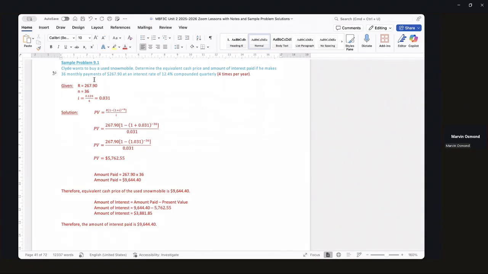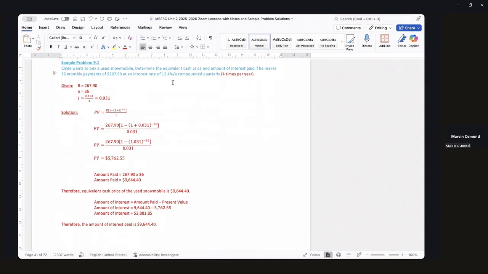So the R value, that's the simple one, right? That is, what's the monthly payment? And the monthly payment right here is $267.90. So this is the R value. The n value, it says 36 monthly payments. So we don't have to do any calculation because it tells us how many monthly payments there were. They were 36. But we do have to do some calculations for the interest rate, because the interest i is the interest per period. And this is 12.4% per annum, per year.